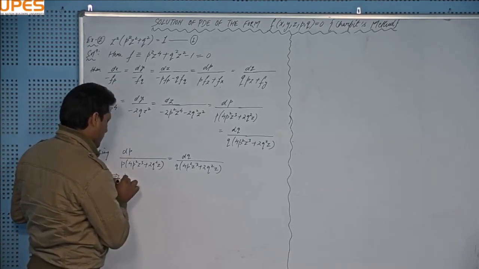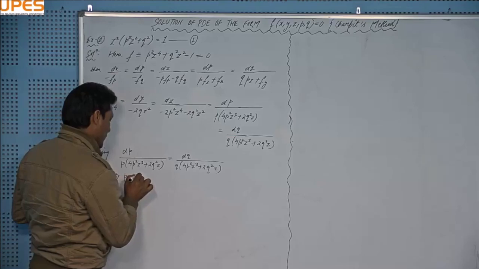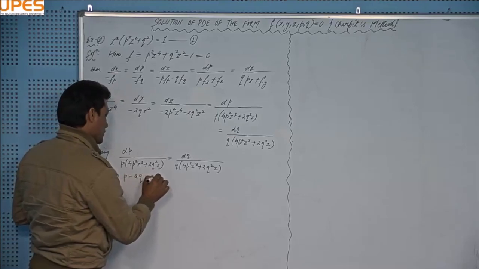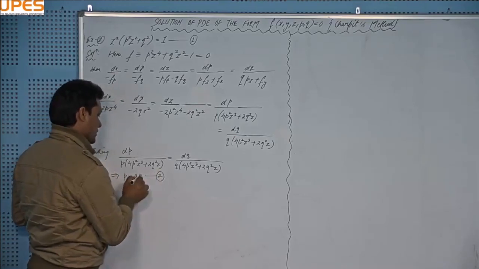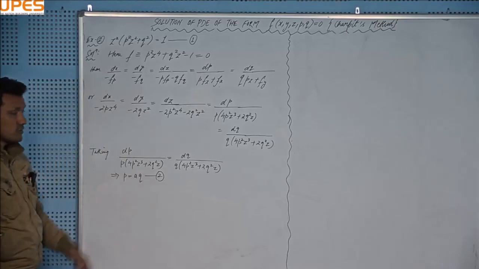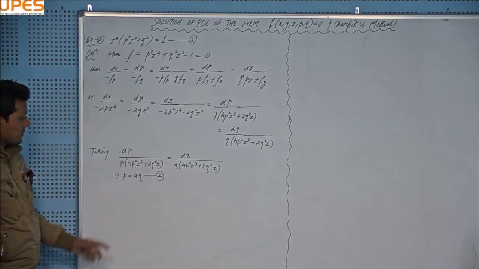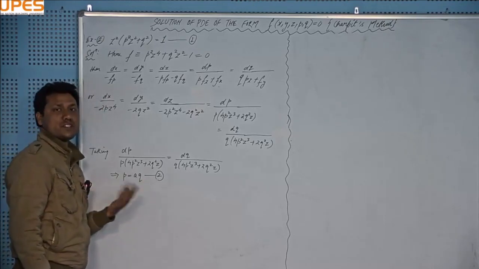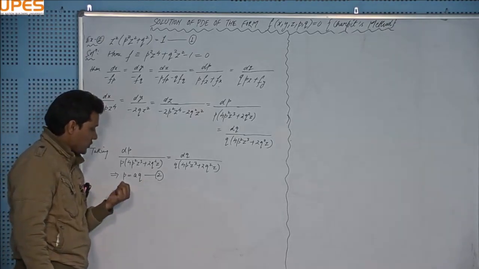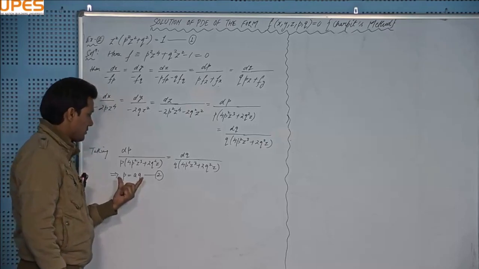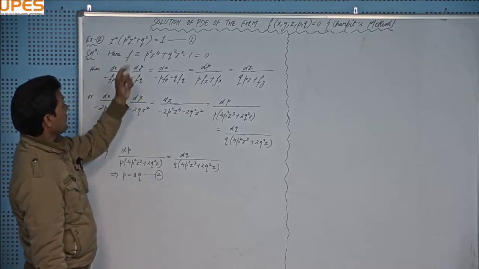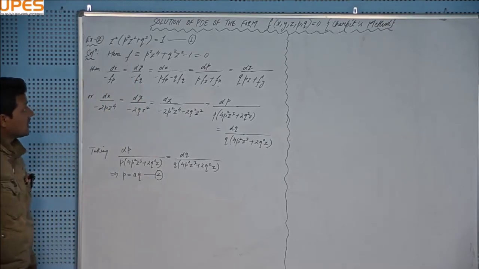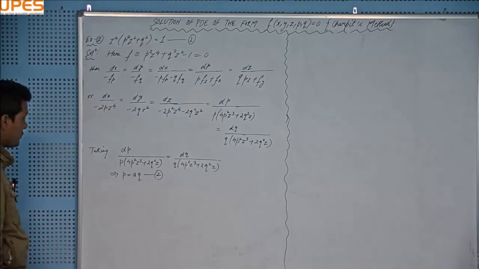On integration, that will give me p is equal to a q, where a is the constant of integration, right? In this case I have obtained a relationship rather than the values of p in terms of x and y explicitly. So I will plug in this p here in equation 1, and then I will be able to find q in terms of x or y, whatever, right?